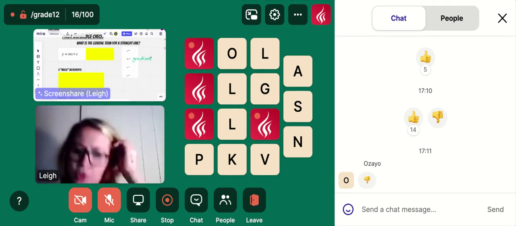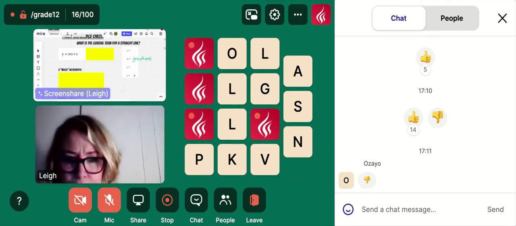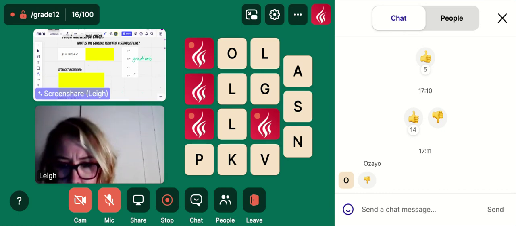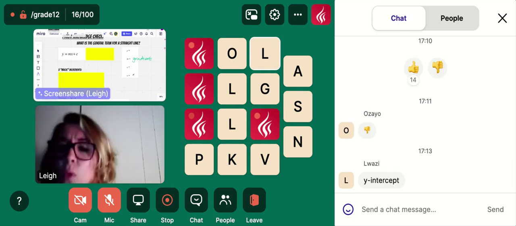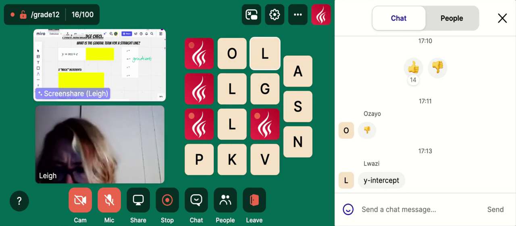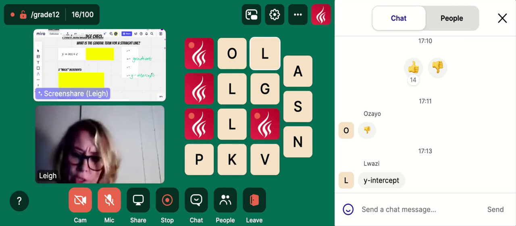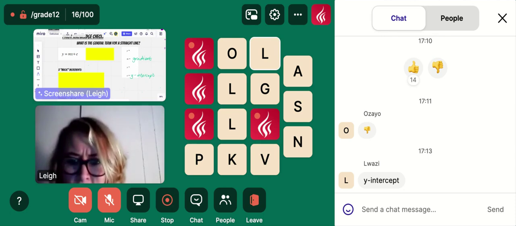Okay, and Live, do you know what c represents? Live, do you know what the y-intercept is? Good, well done. Sorry, I didn't mean to chase you there. The y-intercept, 100%. Now comes the difficult question. All right, Neo, do you know what y represents?